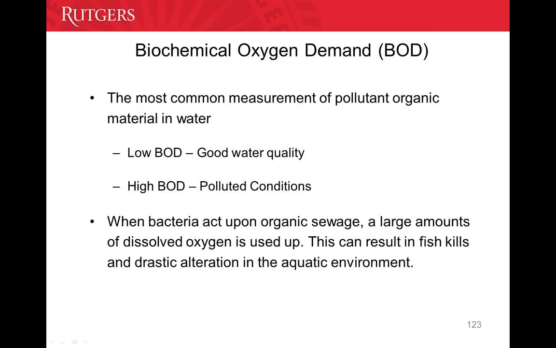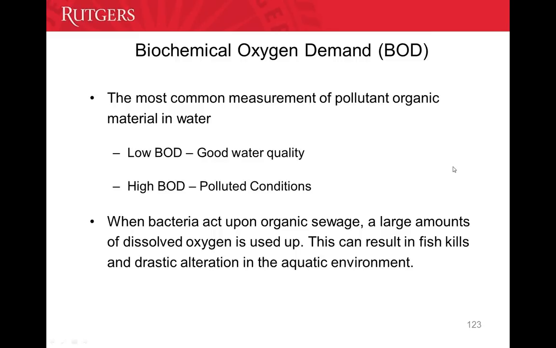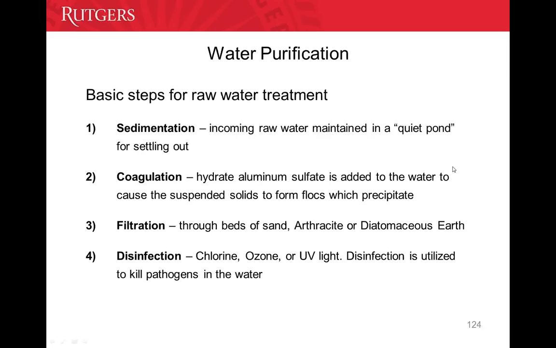And what you need to remember, at least for our discussions for this exercise, is that low BOD means you have good water quality. High BOD means that you have poor, polluted conditions. So if you have a high biochemical oxygen demand, it means that you have a pollution problem. When bacteria act on organic sludge, large amounts of the dissolved oxygen are used up. That's why you have high BOD, and this can result in low levels of oxygen in the water, which means that you have an increase in fish kills and things like that.